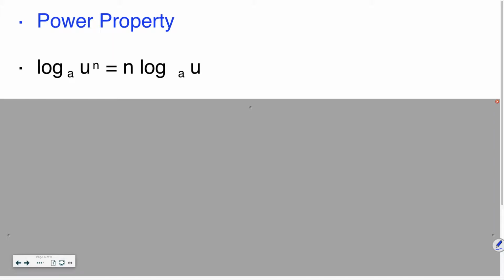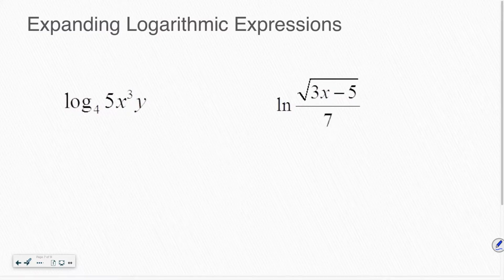Okay, so we're going to do a couple examples here. Go and write down these two. We're going to expand both of these. So here's a logarithm with a bunch of stuff going on inside. When I ask you to expand a logarithm, I'm asking you to stretch it out as much as you can. Write it as a sum or difference of logarithms, to where there's only one thing inside a logarithm at a time.